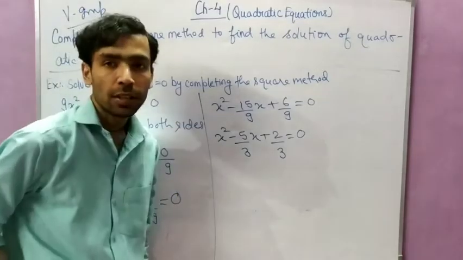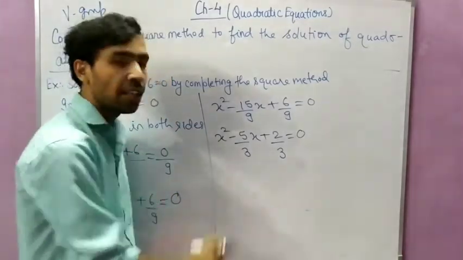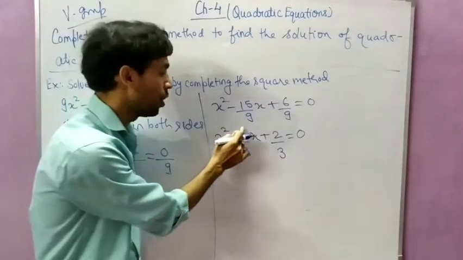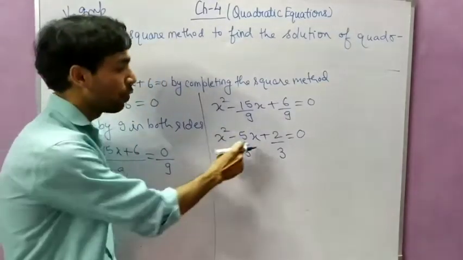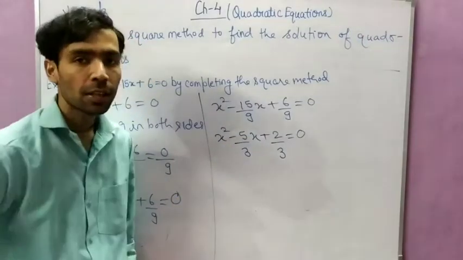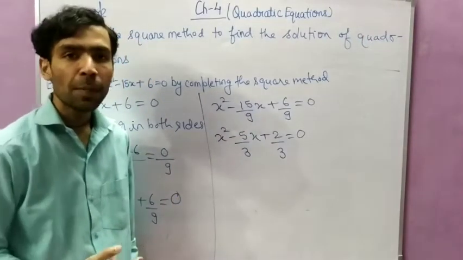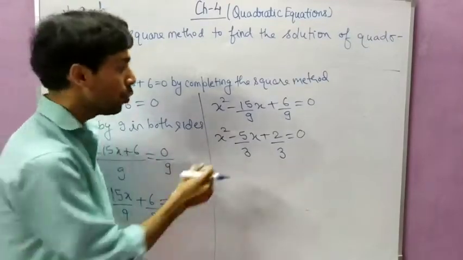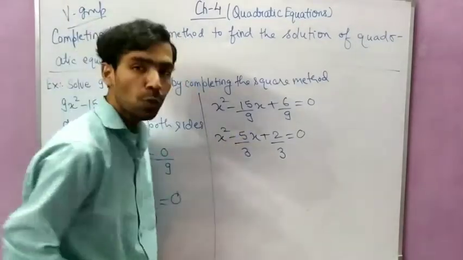Coefficient of x is what? 5 by 3. Forget the negative sign, just focus on the number. The coefficient of x is 5 by 3. So what you do? You multiply 5 by 3 to 1 by 2.